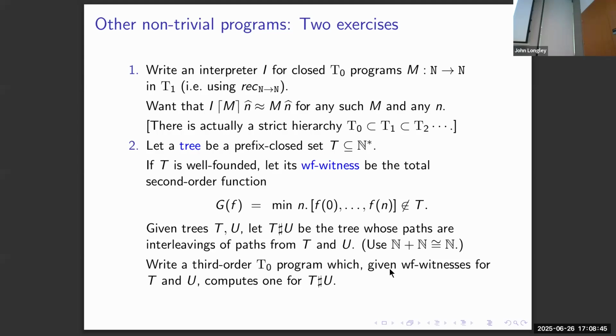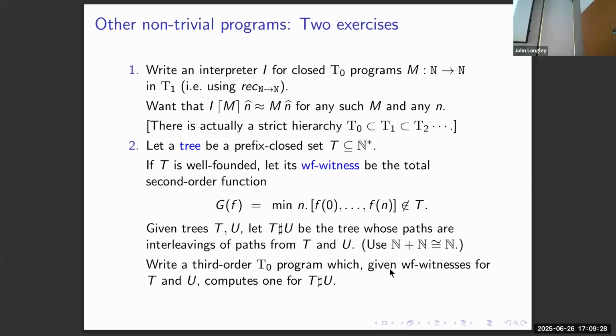Now, given two trees T and U, let T hash U be, slightly informally, the tree whose paths are interleavings of paths from T and U. We use tagging to distinguish moves in T from moves in U. So the idea is that at any stage you can make a move, either going one step down your path in T or a step down in U, and you can do those in any order. The moves are tagged, so that these are the moves in T and these are the moves in U. I hope it's clear what I mean by this tree.